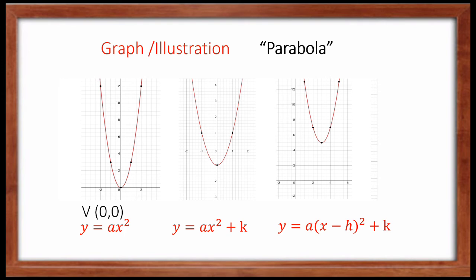First form, ang vertex niya ay (0, 0). Nasa origin ang magiging vertex ng ating parabola. Samantalang sa second form, (0, k). Sa third form, wherein ang tawag natin dyan ay vertex form, (h, k) ang magiging vertex natin.